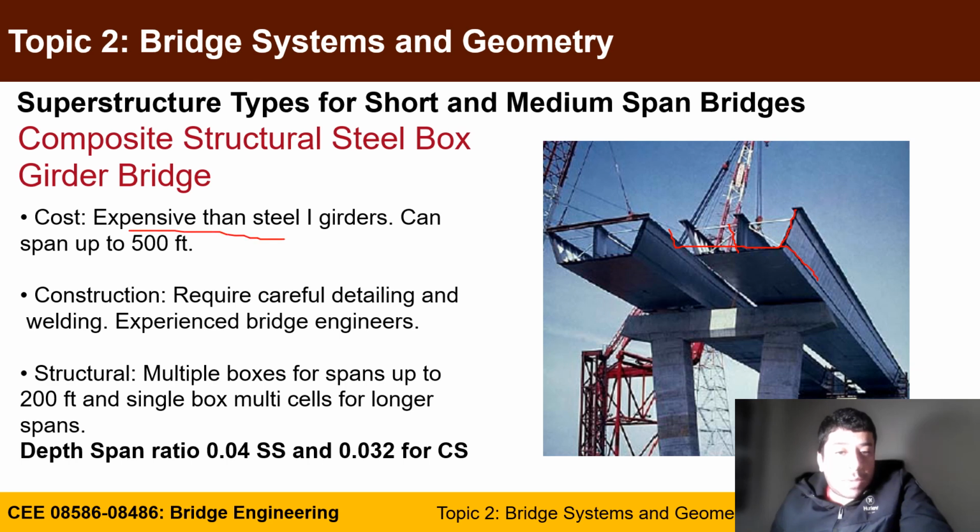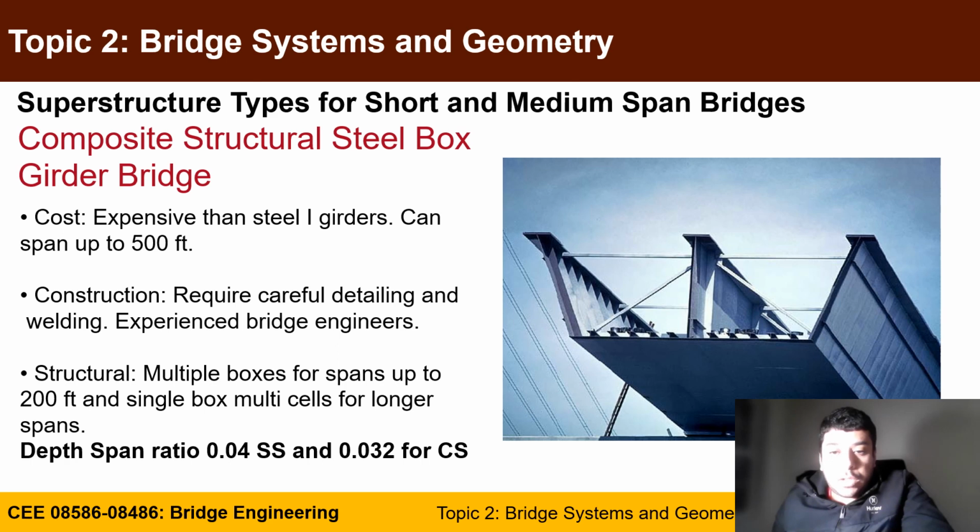Cost is expensive compared to I-girder, but it can go up to 500 feet. It needs really skilled labor and controlled environment for detailing and welding. It goes span up to 200 feet with multiple box. And also the depth to span ratio is 0.04 for simply supported and 0.032 as minimum for continuous spans. Here is a close up photo for how it looks like.